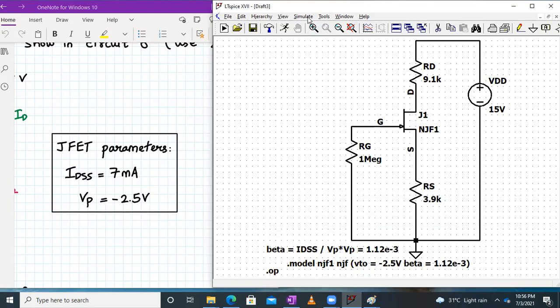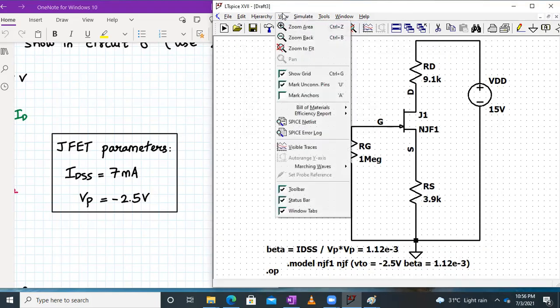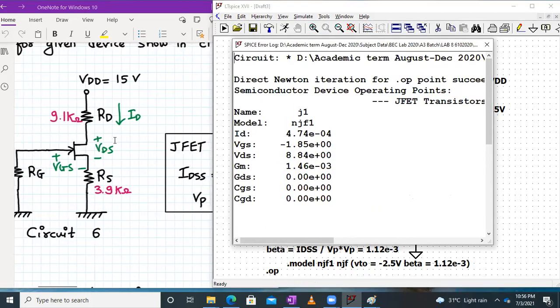So now we have to just simulate. Click on run, close this, and go to view. Click on the Spice error log, and here it is. All the values are available now.